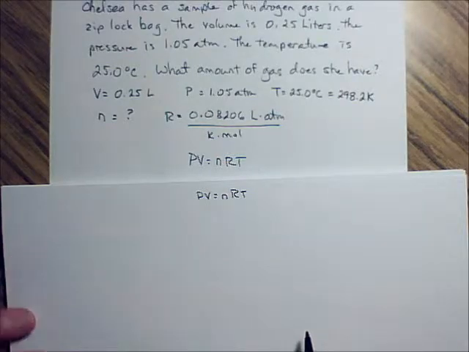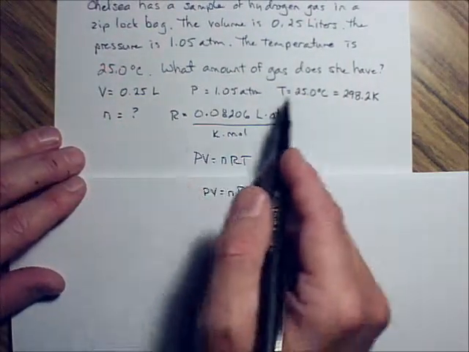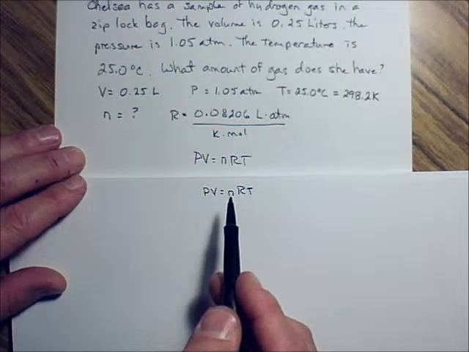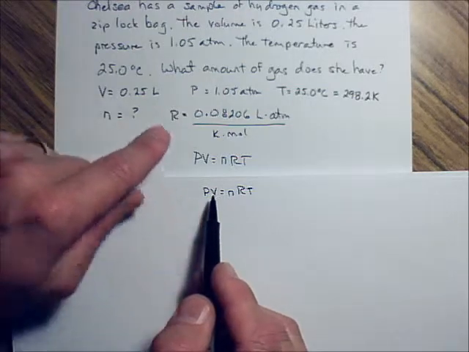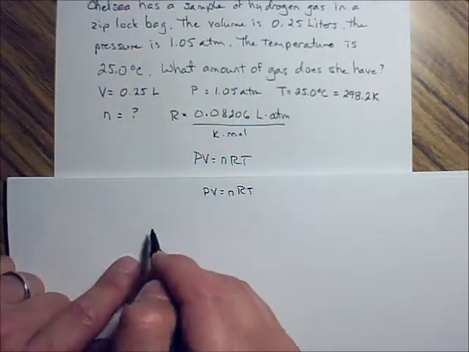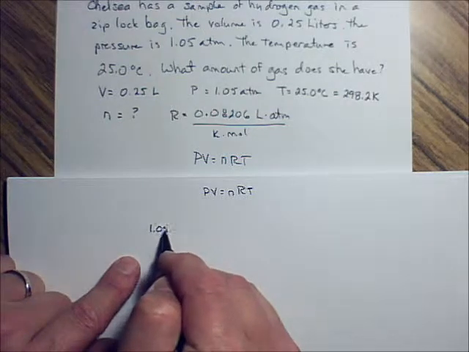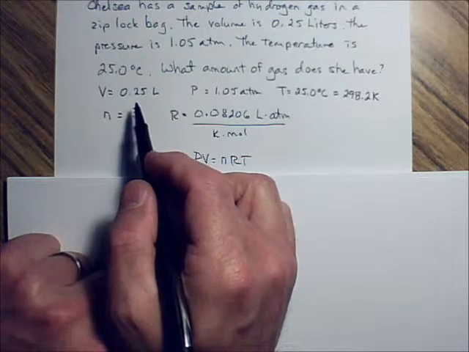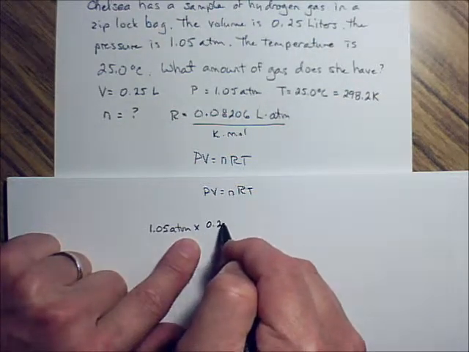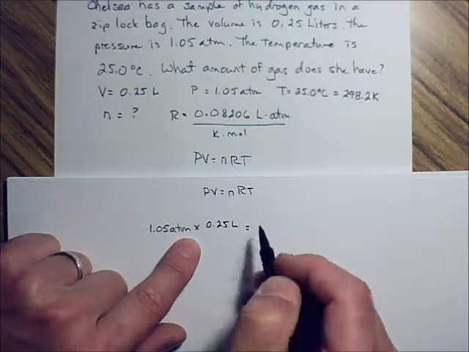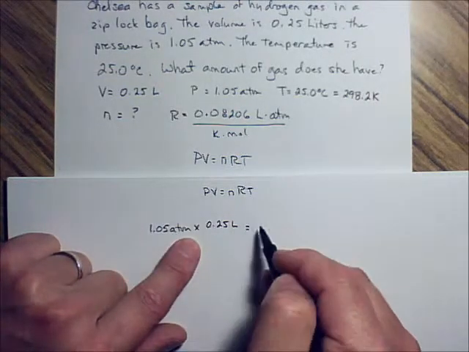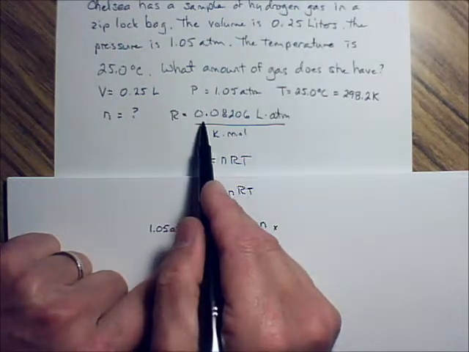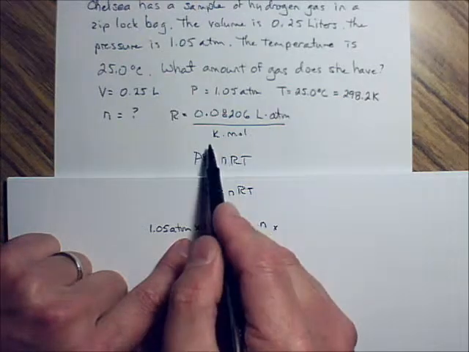All right. So now that we've got our list of knowns and unknowns, and now that we've got our equation here, we can start plugging values into that equation. P is 1.05 atmospheres. V is 0.25 liters. N, we don't know, so we're going to leave that on there just like that. R is 0.08206 liters times atmospheres over Kelvin times moles.